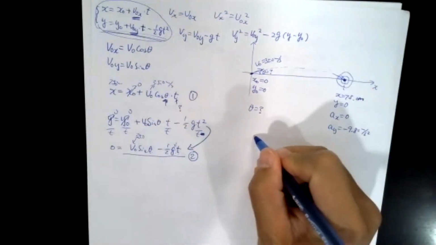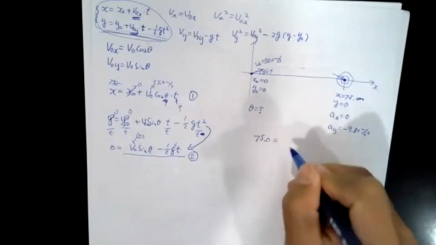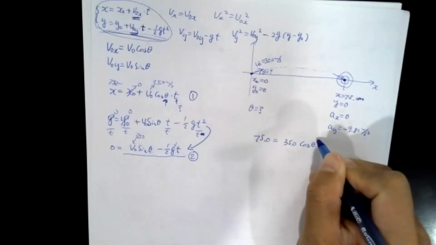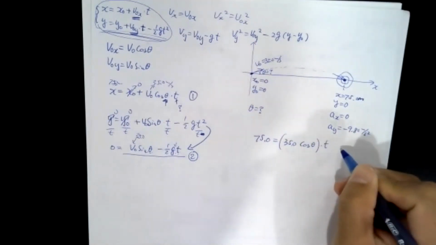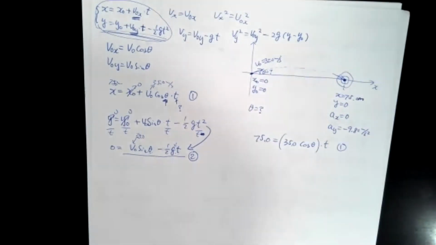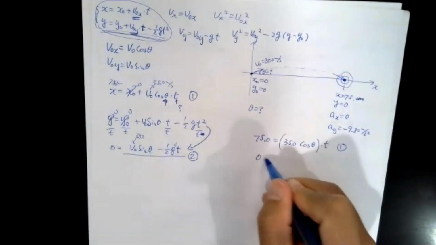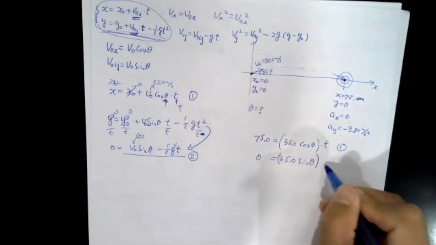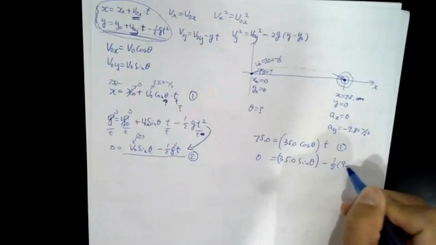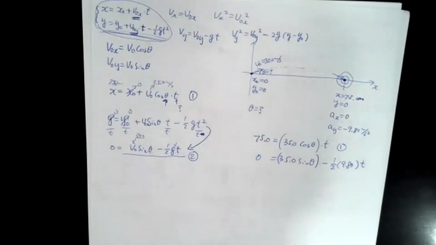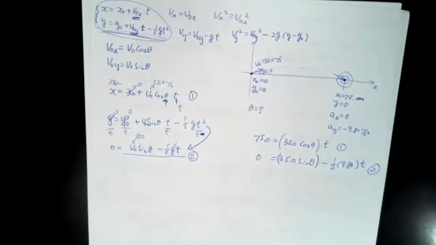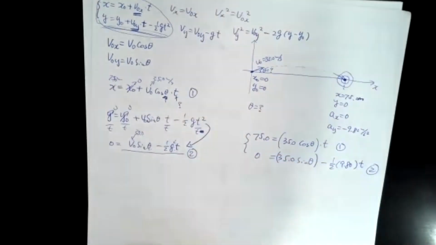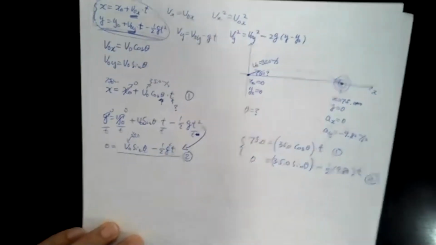So the first one here is 75 equals 35 cosine theta times t. That's the first equation. Let me just rewrite it here. The second equation is 0 equals 35 sine theta minus 1/2 times 9.8 times t, okay? So I have two equations and two unknowns to solve, right? So then I can probably solve for my unknowns, okay?